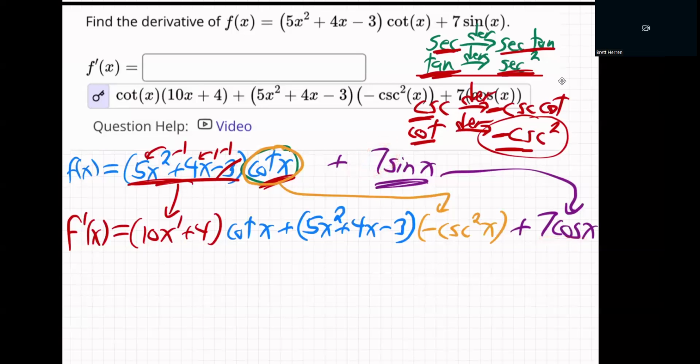So there we go. You can just type it in just like that. I would. That's it. There's no real cleanup on that. That's the derivative of that function.